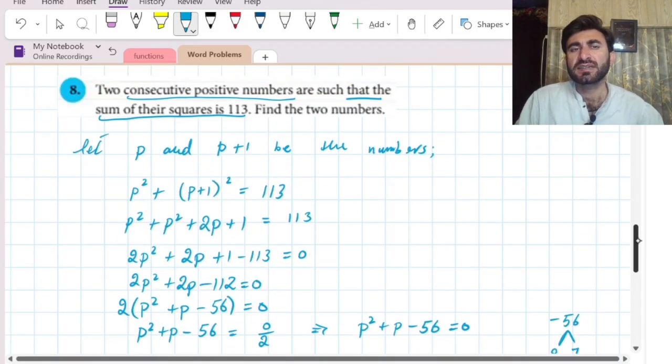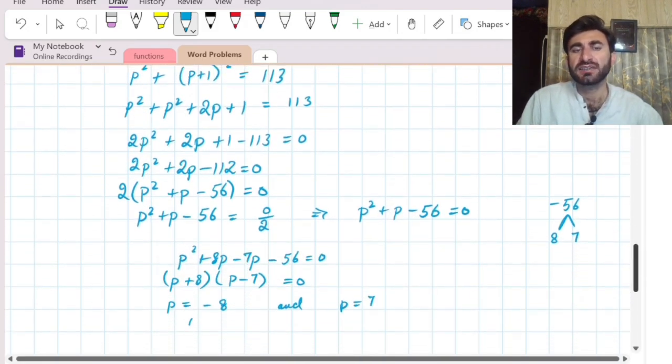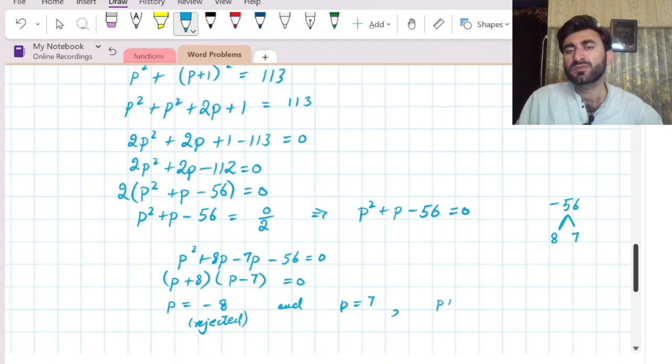And as it said in the question that the numbers are positive, so minus 8 is rejected. So one of the numbers, p, is 7. So the next number, which was p plus 1, should be 8. Thus 7 and 8 are the required numbers.